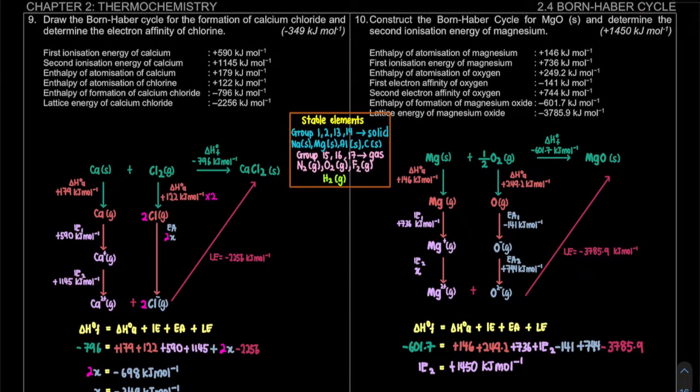So for question 9 and 10, here's the difference. They actually ask you to determine the electron affinity and the ionization energy. Previously, mostly they asked for lattice energy ataupun formation kan. So this part actually memang nak tak nak, first you must be able to write down the equation.